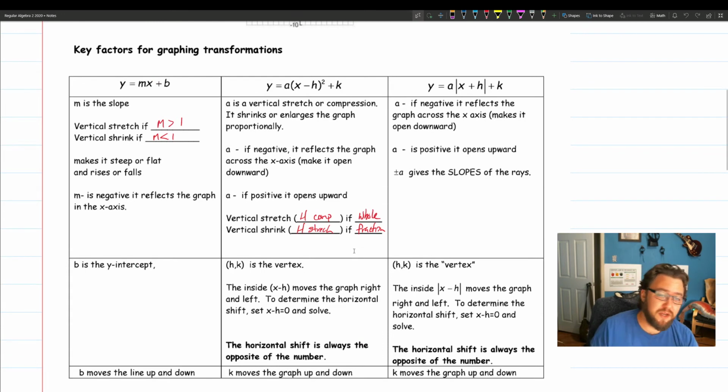The vertex of any parabola is going to be h, k. The inside moves the graph right and left. If you want to know what the horizontal shift is, it's x minus h equals 0. Basically, it's the opposite of that h value.